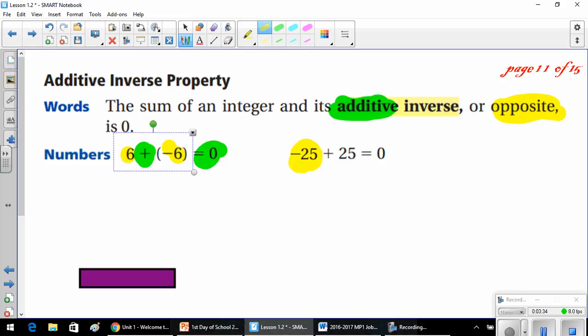Same with the next example. I have negative 25 and positive 25. I am adding them together. They will always equal 0. Remembering this rule will help you through a ton of different math questions, because some students don't recognize opposites and spend a lot of time when we do order of operations.